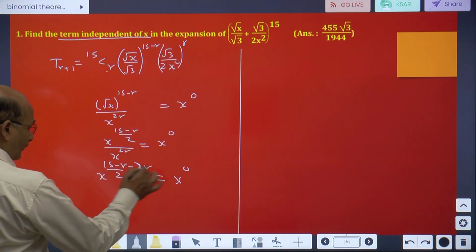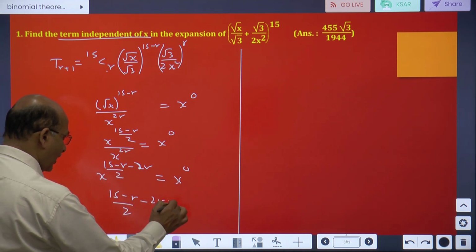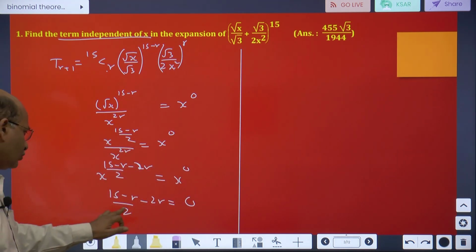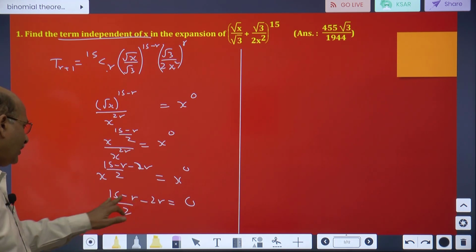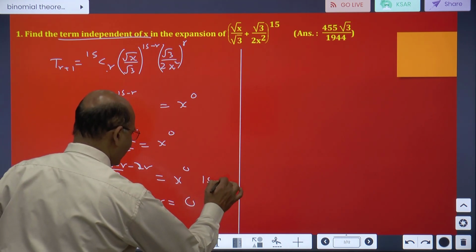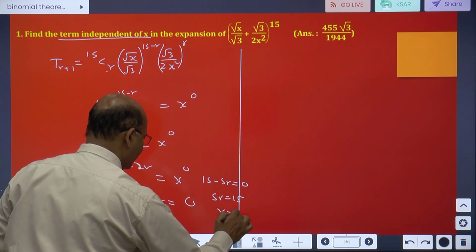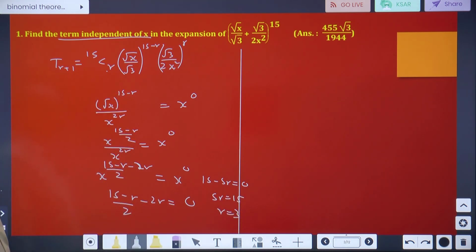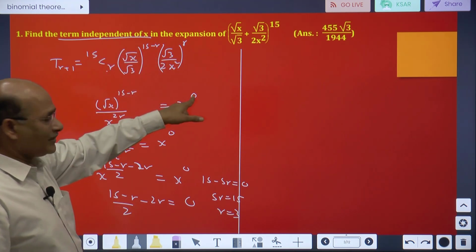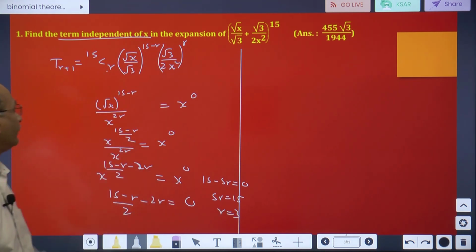So if I equate, (15 minus r) upon 2 minus 2r is equal to 0. Same base, I am equating the powers. So what happens, guys, this will become 15 minus 5r is equal to 0, 5r is equal to 15, r is equal to 3. Then only, if r is 3, the x power in this will be 0. Done. Very easily, r is 3.